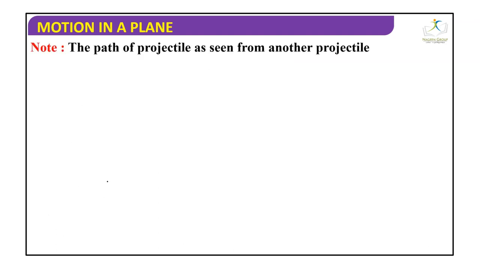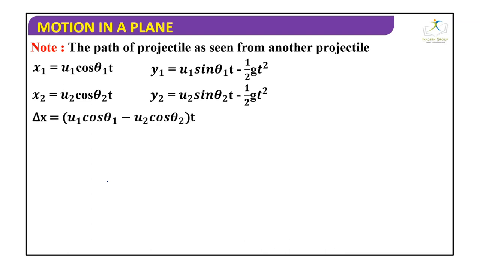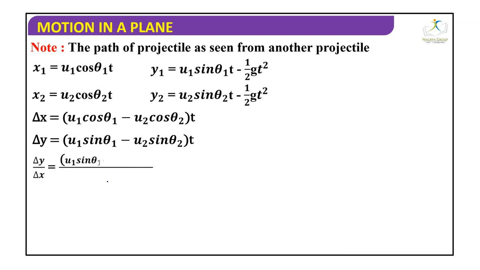The thing which we have to note down: the path of a projectile as seen from another projectile. x1 is equal to u1 cos theta 1 times t, and y1 is equal to u1 sin theta 1 times t minus half g t square. x2 is equal to u2 cos theta 2 times t, y2 is equal to u2 sin theta 2 times t minus half g t square. Delta x is equal to u1 cos theta 1 minus u2 cos theta 2 times t. And delta y is equal to u1 sin theta 1 minus u2 sin theta 2 times t.